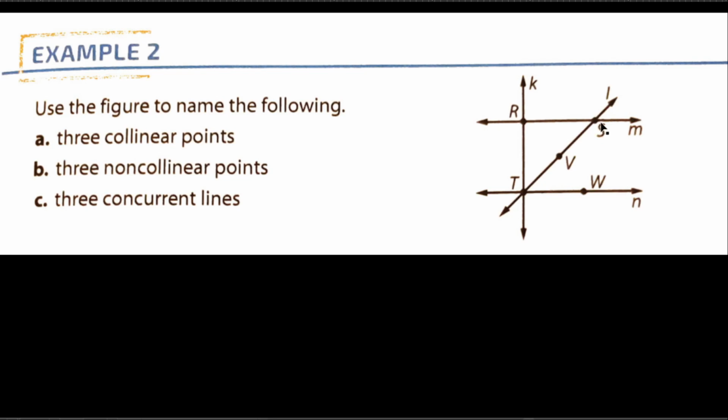Yeah. Okay. But that kind of gets to our next point right here. 3 concurrent lines. Again, what does concurrent mean? It means the lines do what? They intersect. All 3 lines, okay? 3 lines that intersect at the same point.